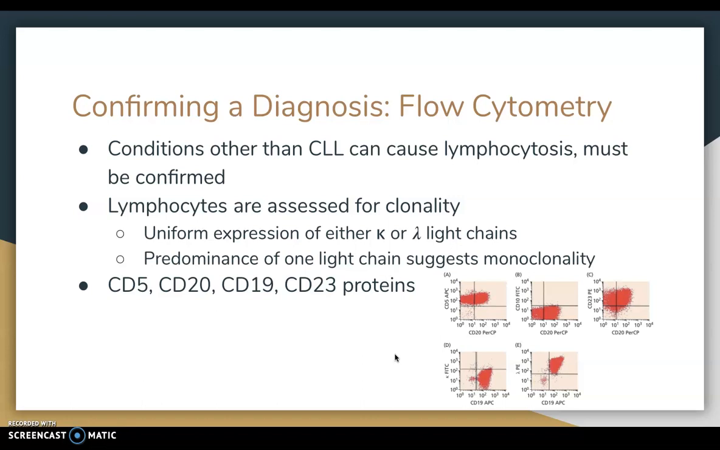per microliter. So in testing lymphocytes for clonality, they look for uniform expression of either kappa or lambda light chains, and predominance of one light chain will suggest monoclonality. Along with this, the typical proteins on the surface of CLL cells are CD5, CD20, CD19, and CD23. And in the bottom right of this screen, you can see a sample of a flow cytometry.